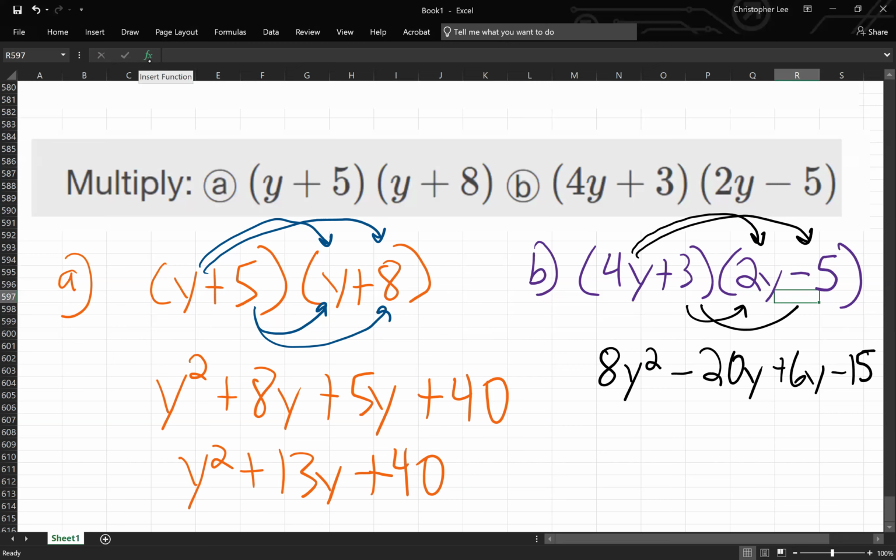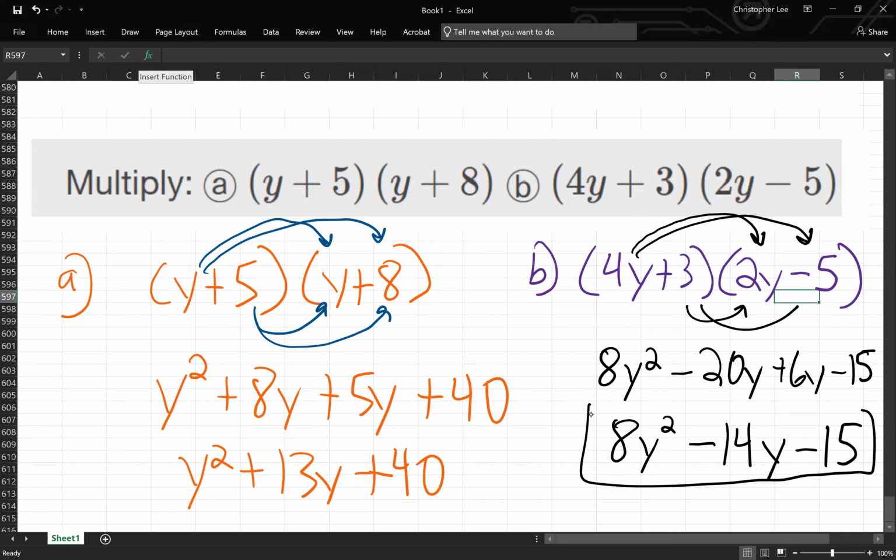So what is negative 20 plus 6? Very good. Negative 14y minus 15. This is my final answer. Any questions on this? I forgot the arrow. Hold on, I forgot the arrow. There we go. Any questions on this?